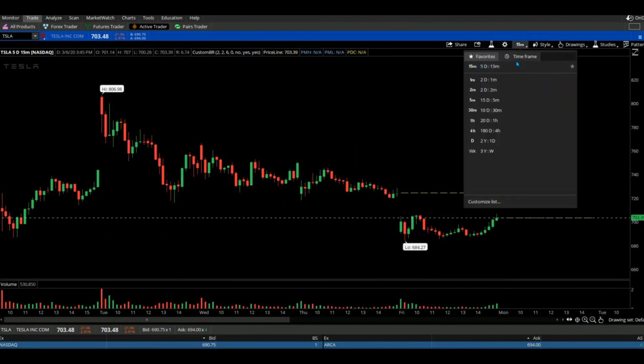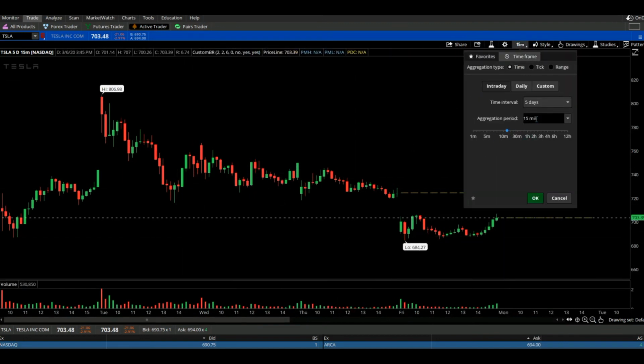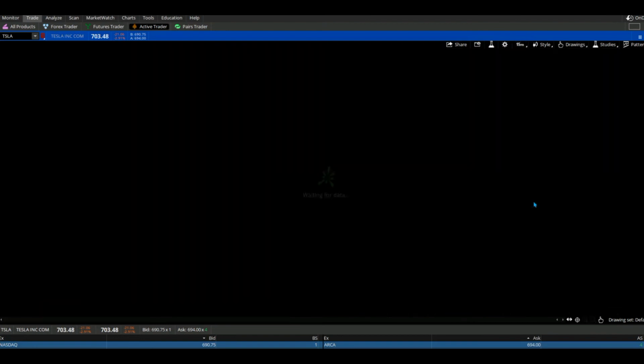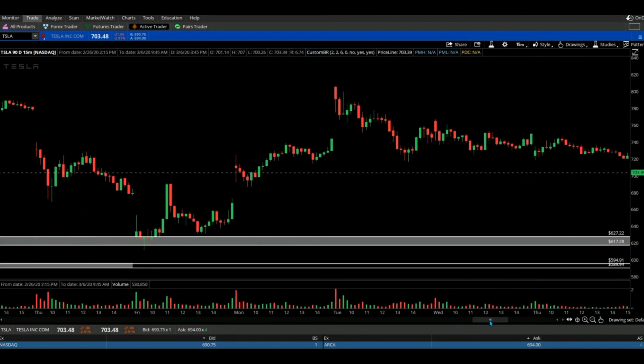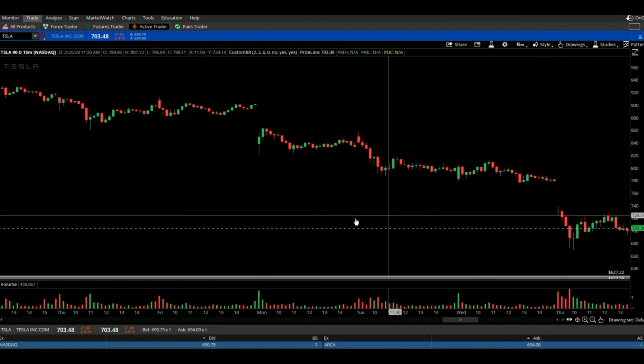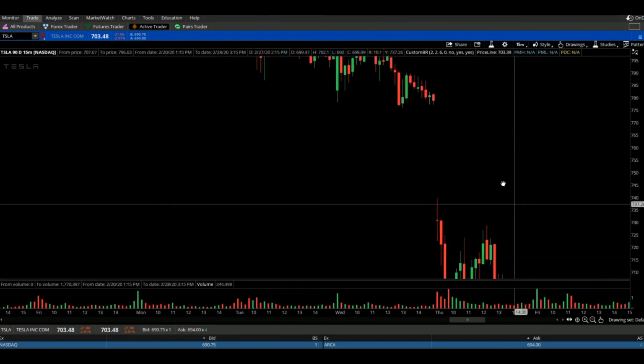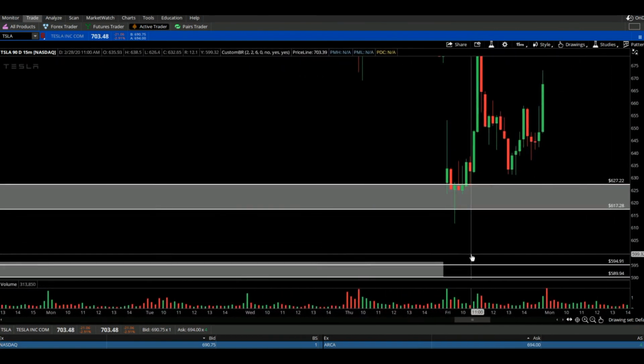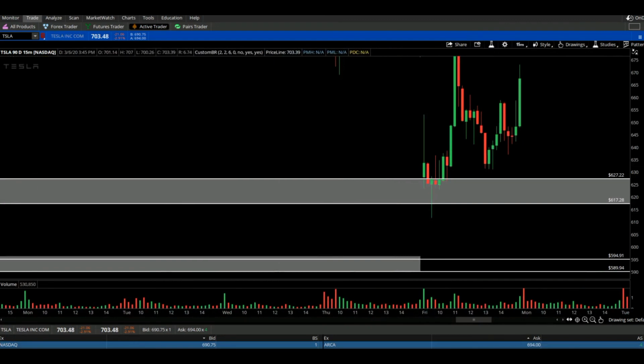I don't even know if it'll let me. Let me see if it'll let me scroll that far back, 90 days. Let's see if it'll let me scroll. So here we go. That's the top triangle that we drew originally, right? So here it is, and you could see actually a giant pin bar right here, right?